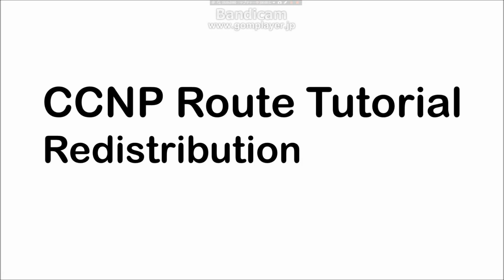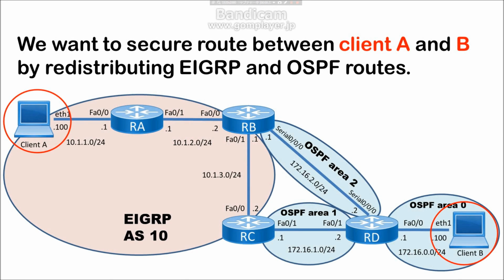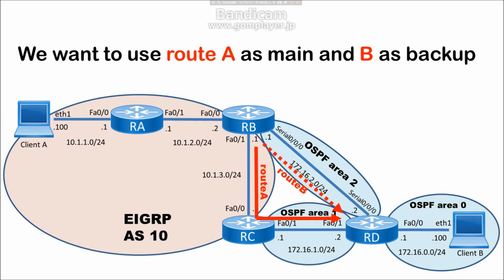Today's topic is redistribution. I think this is one of the most important topics in the CCNP ROUTE exam, so I hope these slides will help you in the exam. Okay, here's what we want. We want to secure a route between client A and client B by redistributing EIGRP and OSPF routes. There's another requirement. We want to use router A as the main route and router B as the backup route.